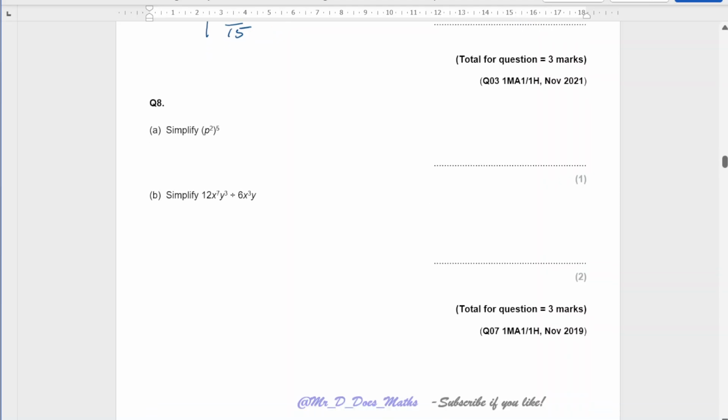Question 8, simplify. Well, we multiply the powers, so that would become p to the power 10. And then this one, our number part becomes 12 divided by 6, which is 2. Our x part becomes 7 minus 3, so x to the 4. And our y part becomes 3 minus 1, so y to the 2.